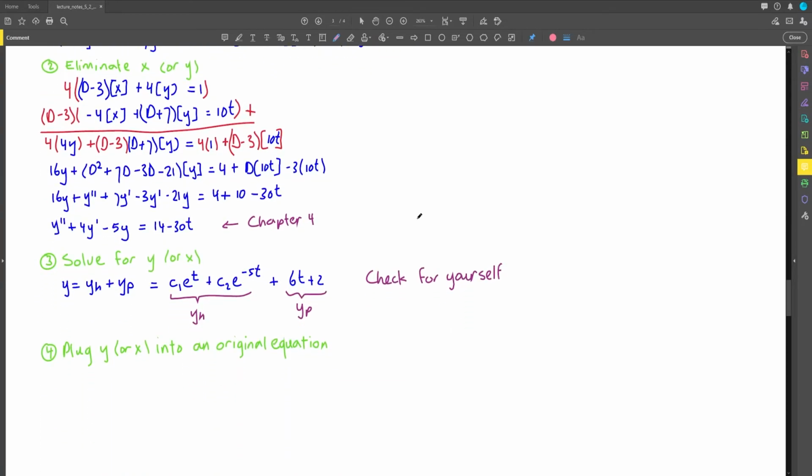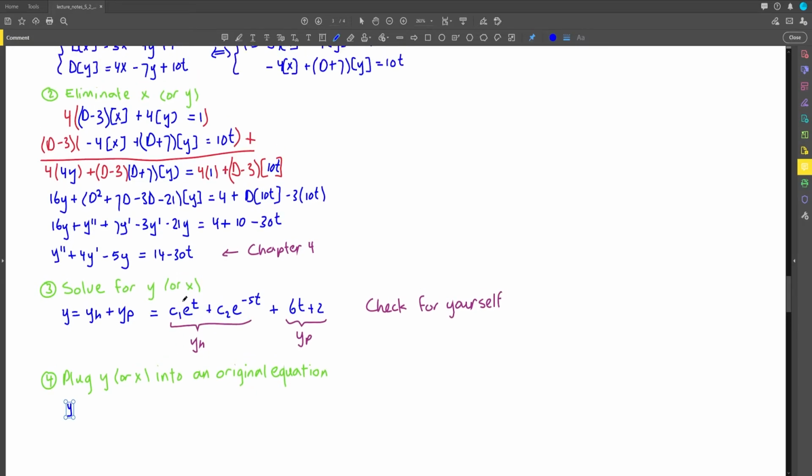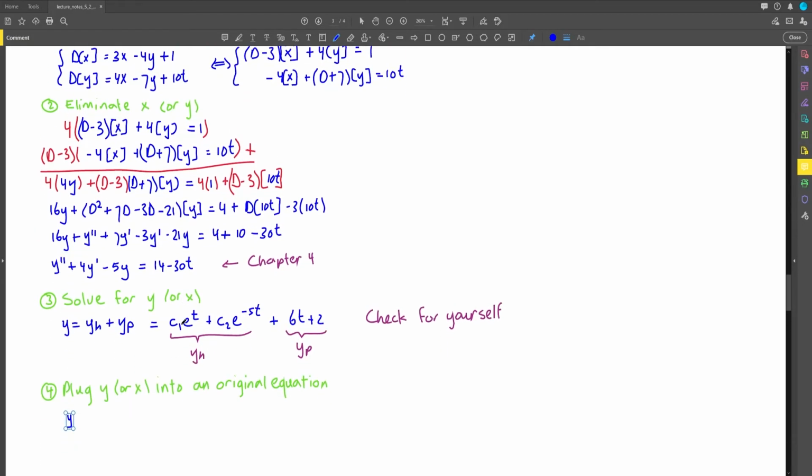So in order to plug it in, we need to know what y prime is. So y prime here is given by c1 e to the power t minus 5c2 e to the power negative 5t plus 6.